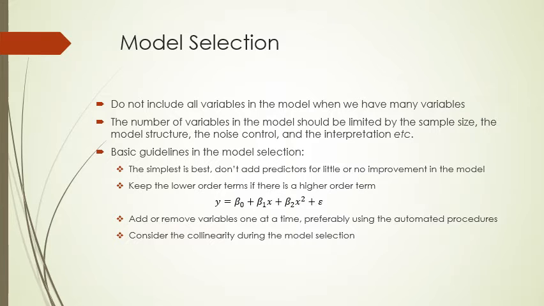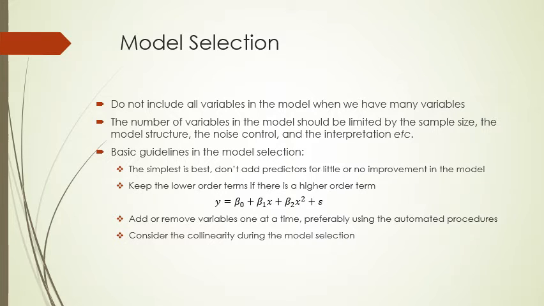Second, we should keep the lower order terms if we include the higher order terms in the model. For example, in a polynomial model, if we would like to include the second order x squared term, we should also keep the x term, even if the linear term is not significant. This also makes the model interpretation easier.